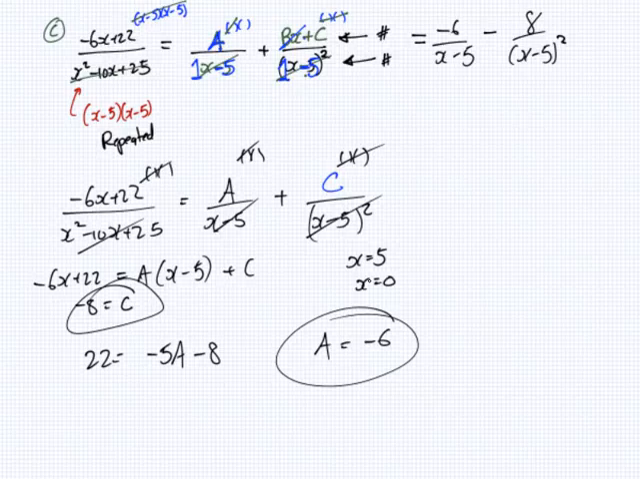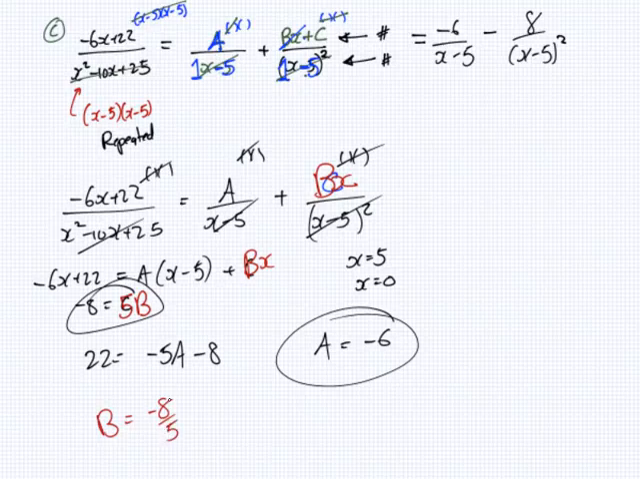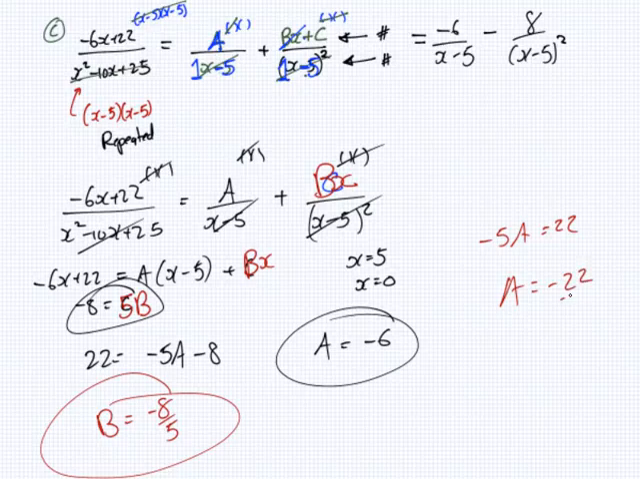Got that? Okay. If you're wondering what you would get if I wrote bx here, let's just change it to bx. So if this was bx instead of c, when I make x equal to 5, this instead would be 5b. So then you would get b equals minus 8 over 5 instead. And then next, when I put x as 0, this piece is gone. You get minus 5a equals 22. So then a will be minus 22 over 5.